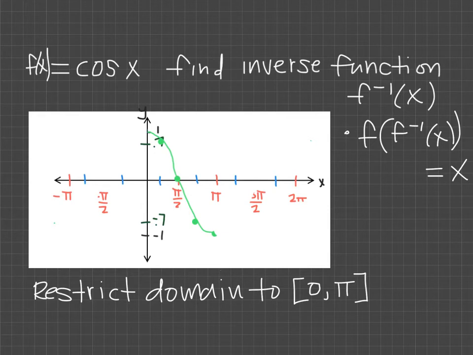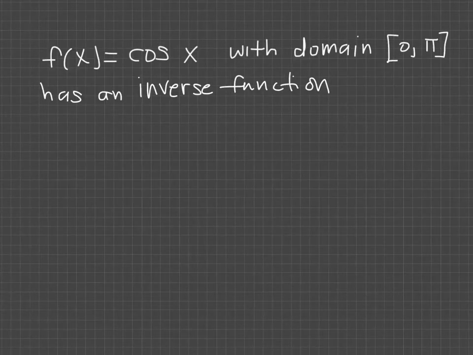In other words, we restrict the domain. We restrict the domain for x values from 0 to pi. Now, if we apply the horizontal line test, we cross one single time, and f of x equals cosine x is 1 to 1. So with this restricted domain, f of x equal to cosine x, with that domain of x values between 0 and pi, it has an inverse function.